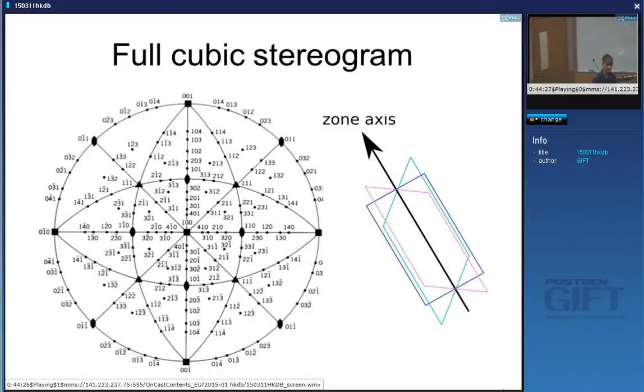Okay? So I don't intend you to find out where 3, 2, bar 1 is, but the principle is exactly the same as we've done on the board here. And the cubic stereogram you should be completely familiar with. You should dream about it. Most metals are cubic.